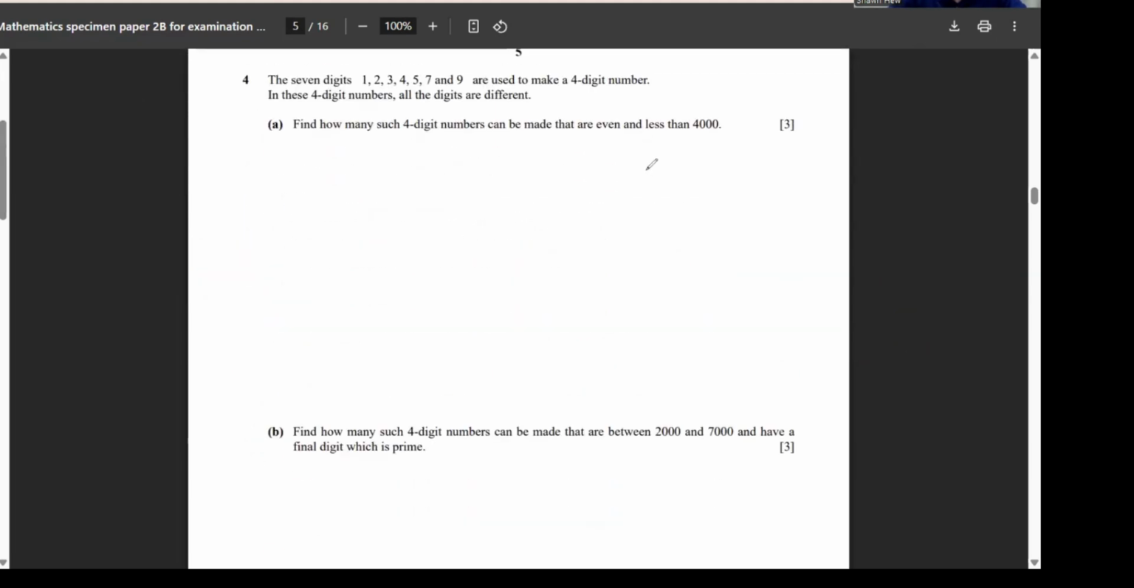We go to question number 4. There are 7 digits to make a 4-digit number. In these 4 digits, all the digits are different. Find how many 4-digit numbers can be made. When they are even, this position is restricted, so it can be 2 or 4, and less than 4,000. Less than 4,000 means I can choose from 1, 2, 3.